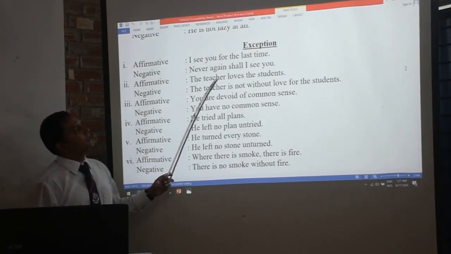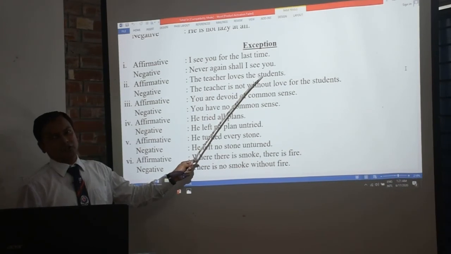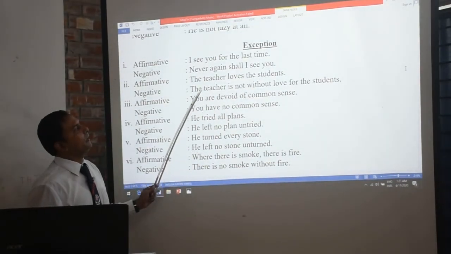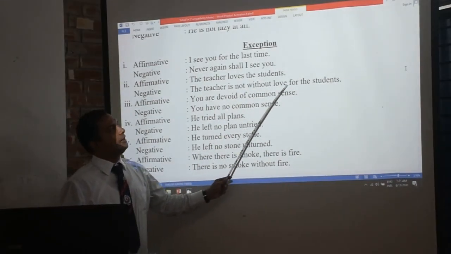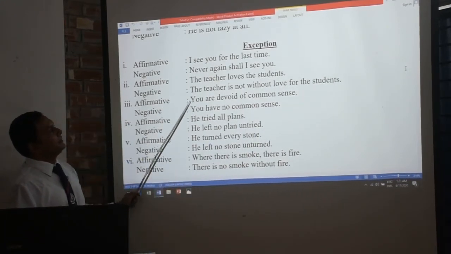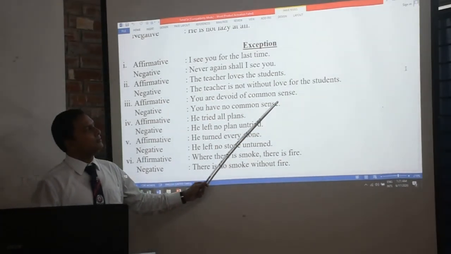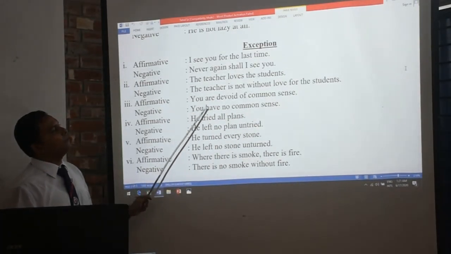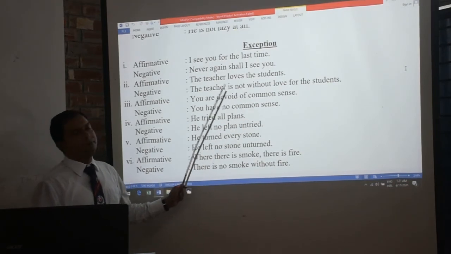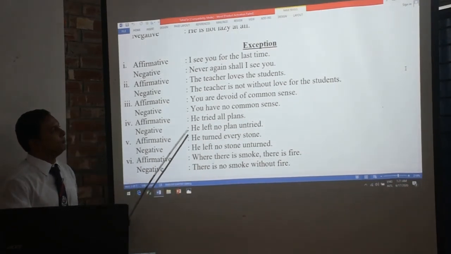Next one, the teacher loves the students. That means the teacher does not hate the students. We can also write this way. The teacher is not without love for the students. The third sentence is, you are devoid of common sense. That means you have no common sense. The meaning of the sentences will be the same. You have to remember this.